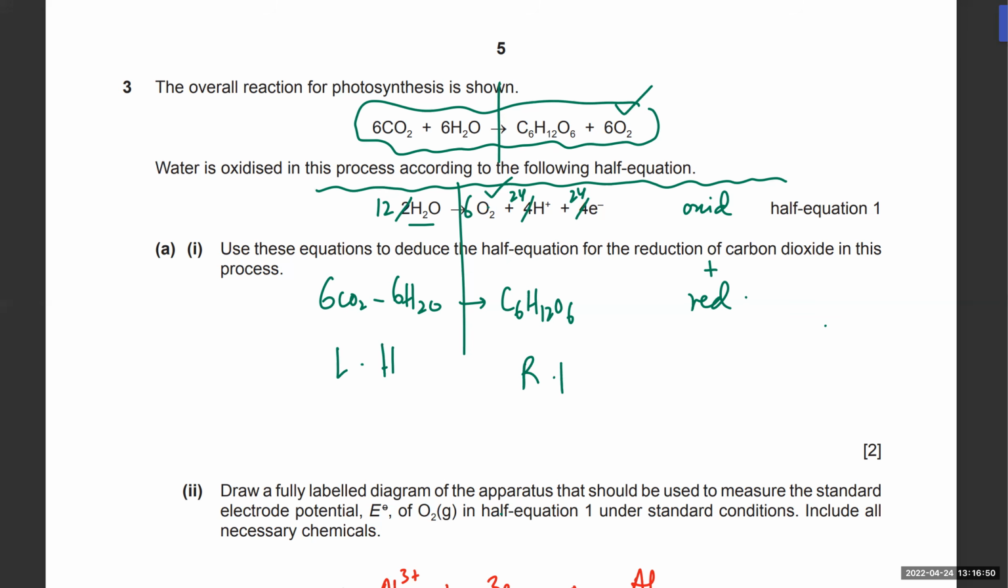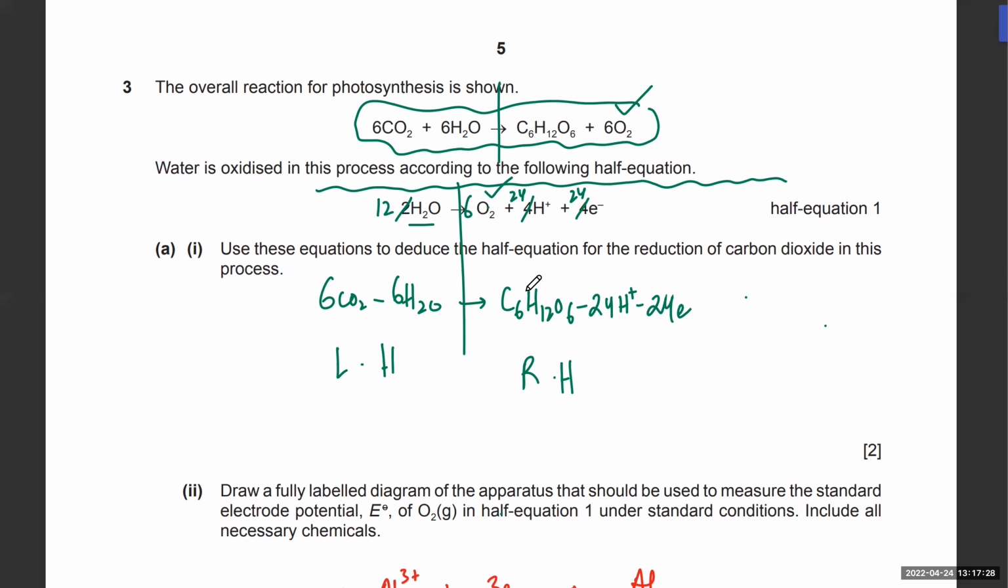Now I'm focusing on the right hand side. So C6H12O6 plus there is 6 O2s. So that gives me this. Plus there is 24 H plus 1 and 24 electrons as well. I need to get rid of that because there is no 24 H plus 1 or 24 electrons on this side. So I'm going to subtract it over here. 24 H plus 1s. And I'm going to subtract 24 electrons as well.